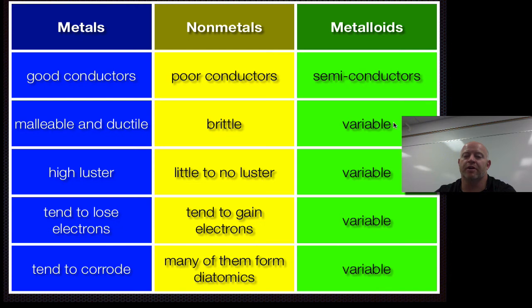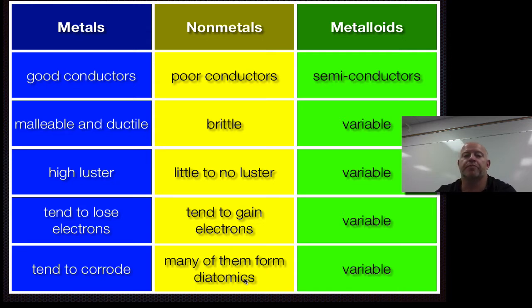Now, if you look under metalloids, all this stuff is kind of variable. So for metalloids, besides this ability to semiconduct, you really don't have good information about the metalloids because each one is so unique and individual that you can't give it a classification. But the easy thing about metalloids is they tend to do a little bit of both. So it might be malleable, but have no luster to it. Or it might lose electrons, but also form diatomics. So it might have some properties of metals and some properties of nonmetals.